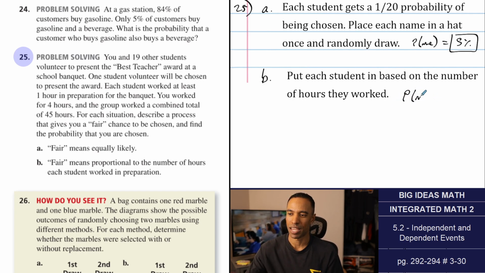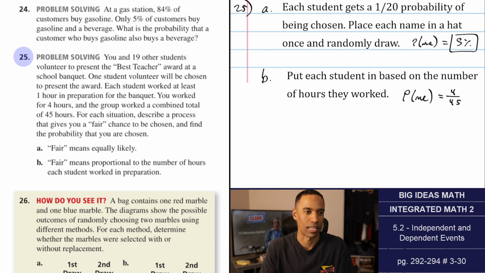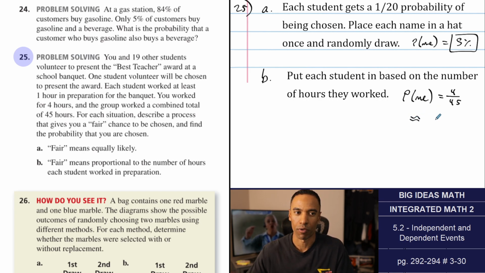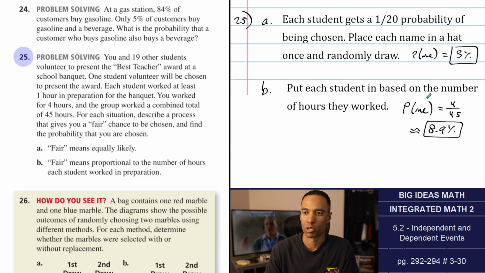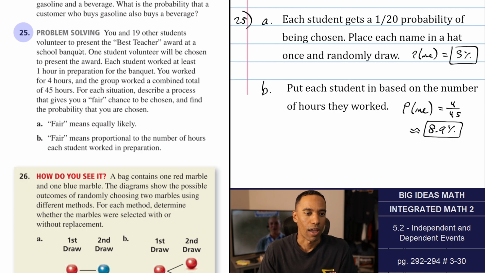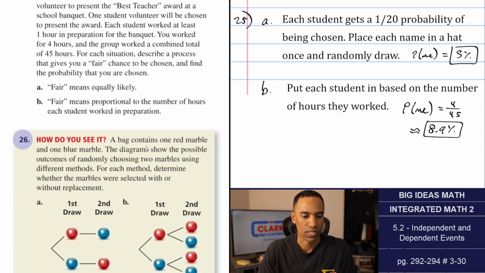Probability of me in this case is 4 out of 45, I believe. That's how I was saying it before. So 4 out of 45 is 8.9%. It's 0.8 repeating, but 8.9%. Larger percentage because it's fairer, because you worked more than other people. All right, 5 more questions. Number 26, how do you see it?